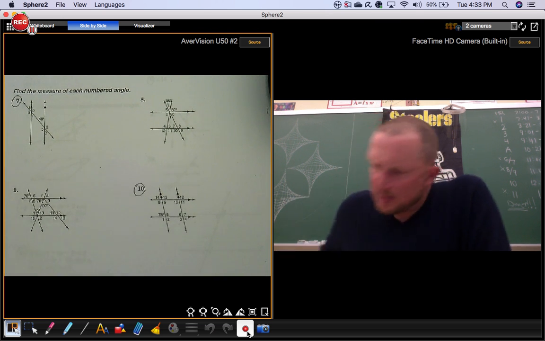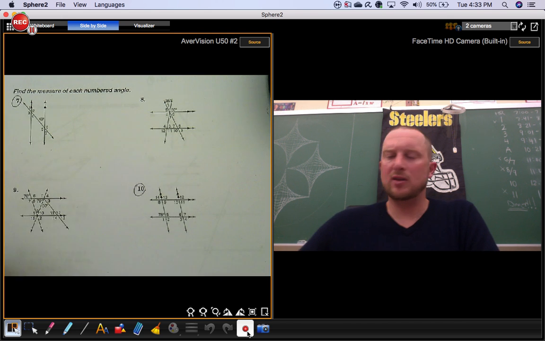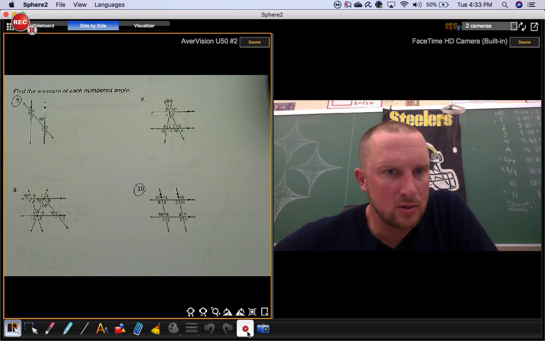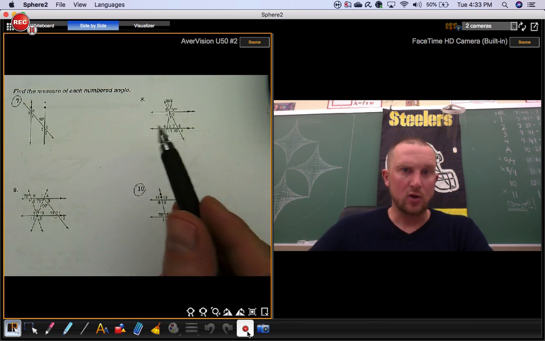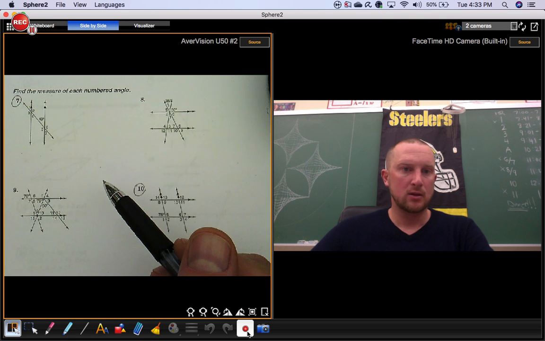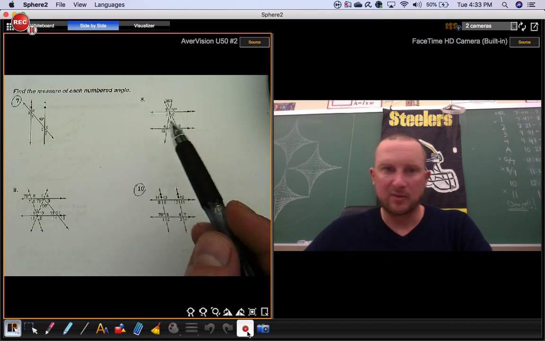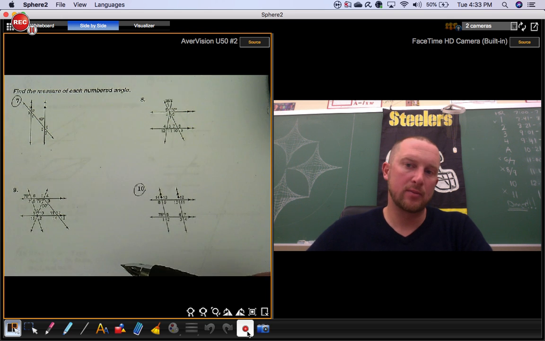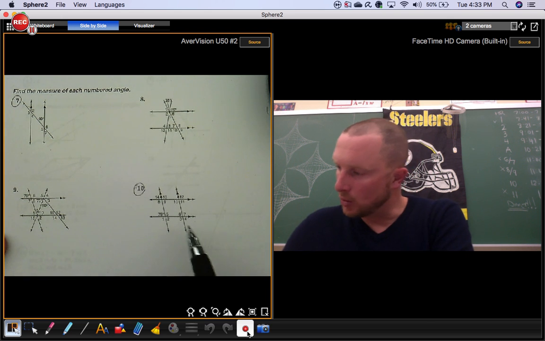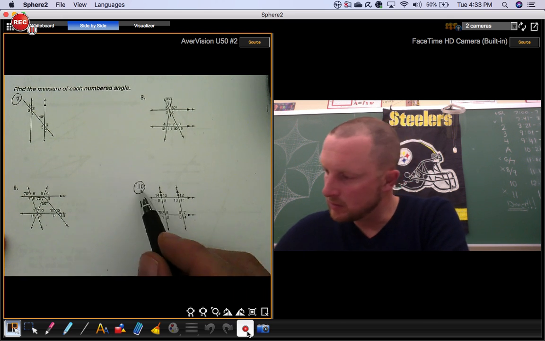Number 7 is a very simple diagram. You have 2 parallel lines and a transversal. Now, these other ones are way more complicated, and you can definitely do these. But it's best if you redraw the diagram. So I'll give you an example with number 10.